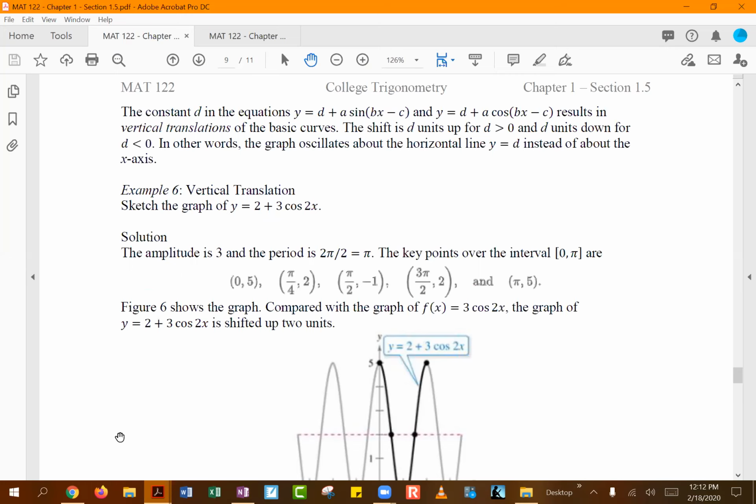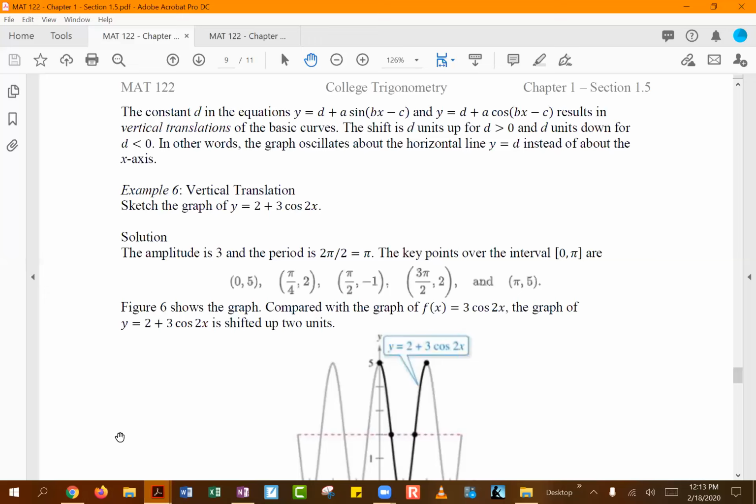So this is like the vertical translations we had seen in college algebra, right? Now this is kind of interesting. In other words, the graph oscillates about the horizontal line y equals d instead of the x-axis, because if you're moving your graph by d units up or by d units down, then that horizontal axis will now be at y equals d instead of being at the x-axis, which means your intercepts are not going to be at the x-axis anymore because of these vertical translations. You will still have your maximum and minimum point, but that will be with respect to what that d coordinate is going to be.